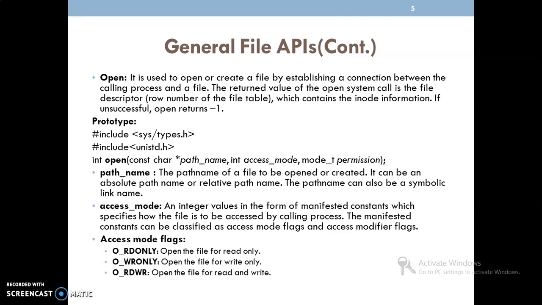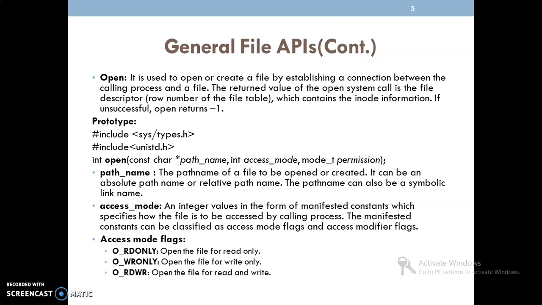The first one, path name. The path name of the file to be opened or created, nothing but it specifies where exactly the file is located, so we need to open that file. Then this file name, this path name might be an absolute or relative path name. We already discussed what we mean by absolute and relative path name. Absolute path name is nothing but it contains the root directory, whereas a relative path name is nothing but it contains the current directory and parent directory symbolic notations.